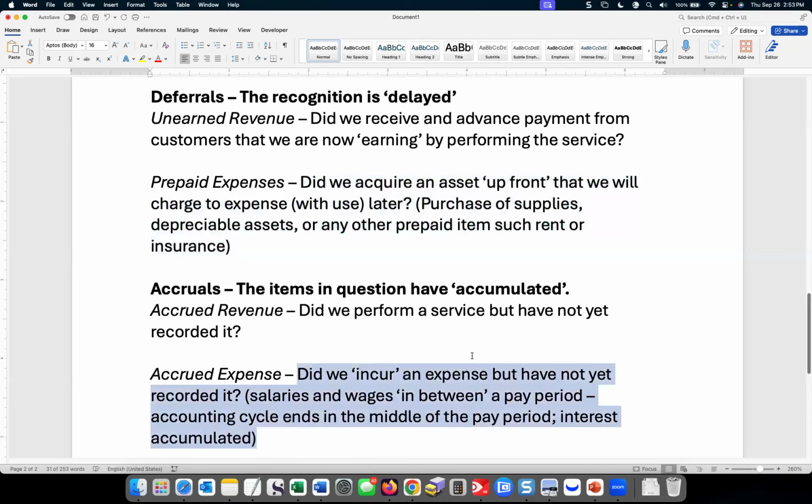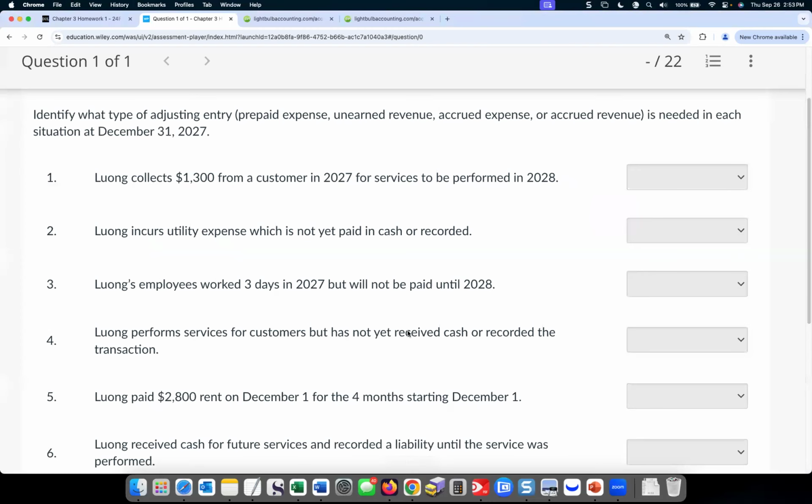We did incur the expense. It did happen, but we haven't recorded it yet. So the second one here, number 2, would be an accrued expense.